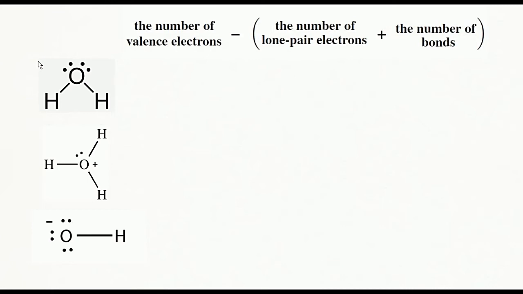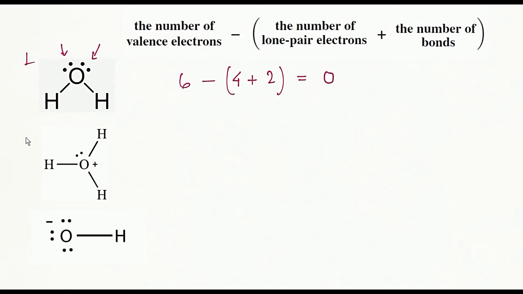Let's calculate the formal charge on oxygen. Number 1 is water. Oxygen has 6 valence electrons minus the number of lone pair electrons. Oxygen in water exhibits 4 lone pair electrons plus number of bonds, that is 2, and therefore the formal charge is 0. Oxygen atom in water doesn't have a formal charge.